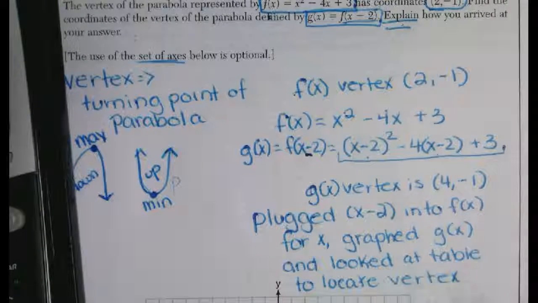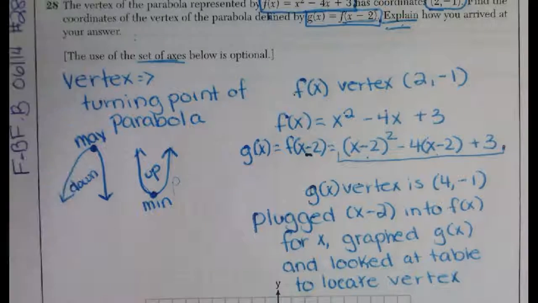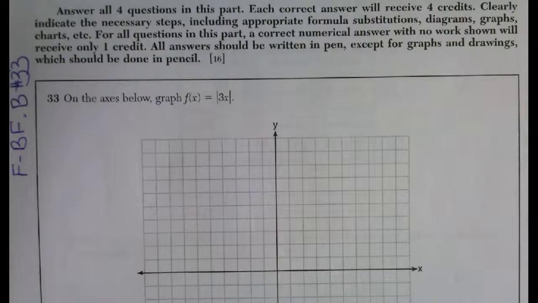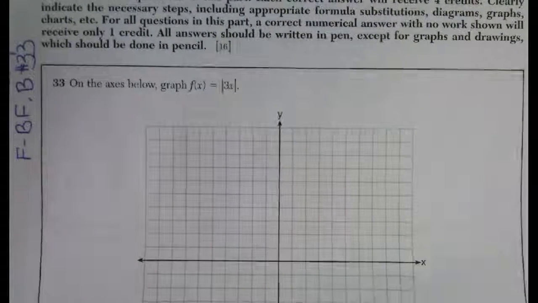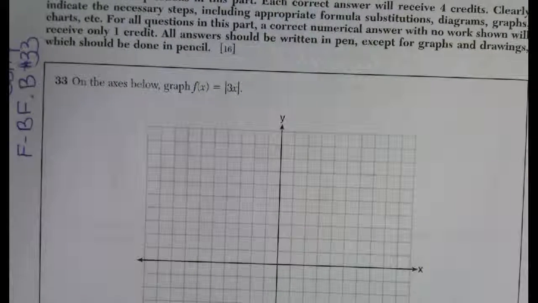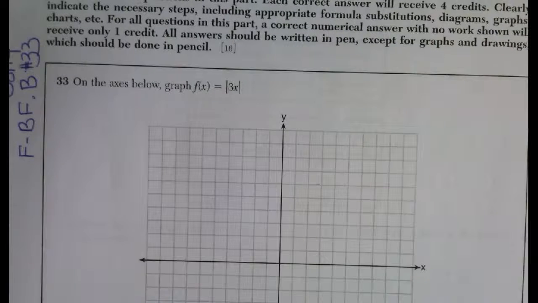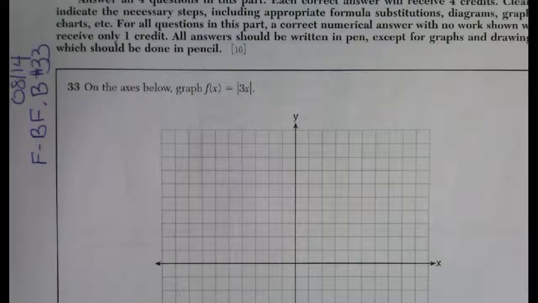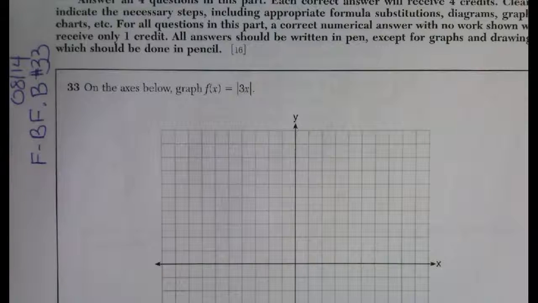So that is the end of that problem. Now we have one more that relates to F-BF.B. The next one that we're going to look at is this one, and it says on the axes below, they want us to graph the absolute value of 3x. Yay, they want us to graph. Well, this is from the August 2014, number 33.